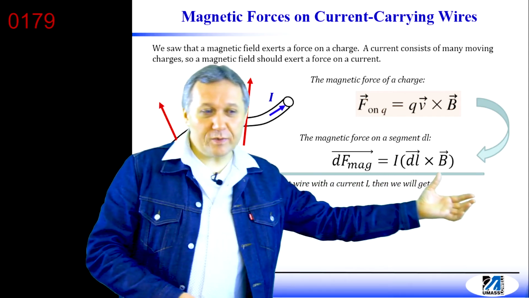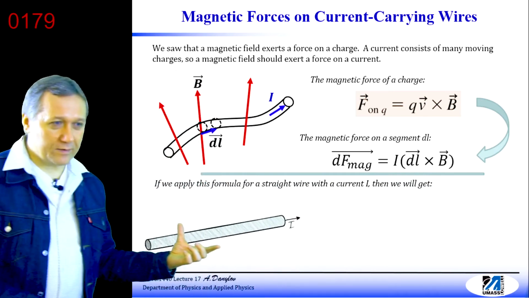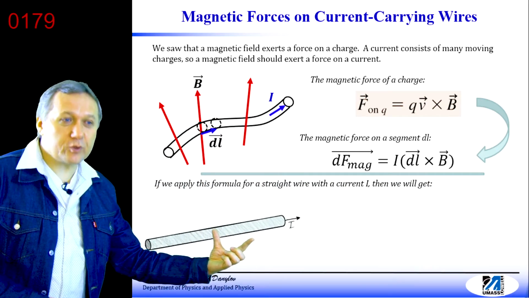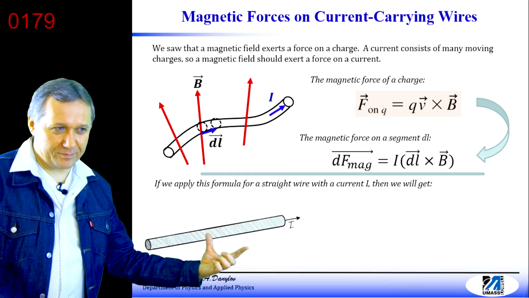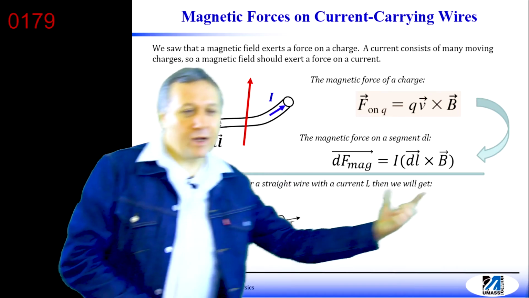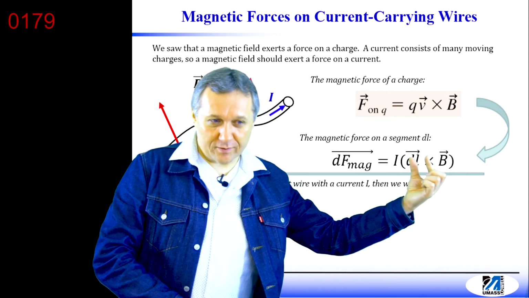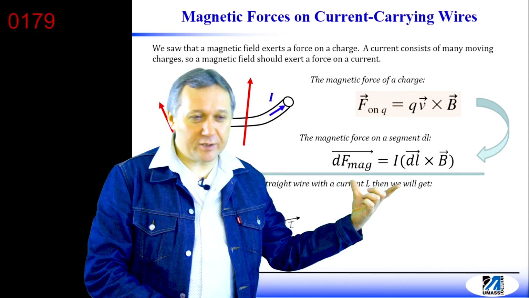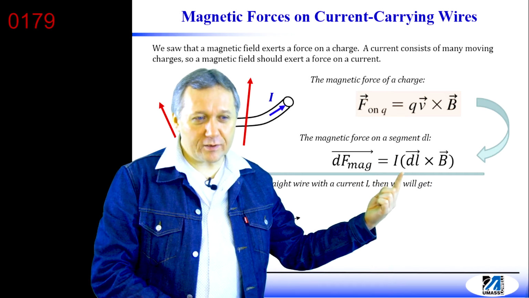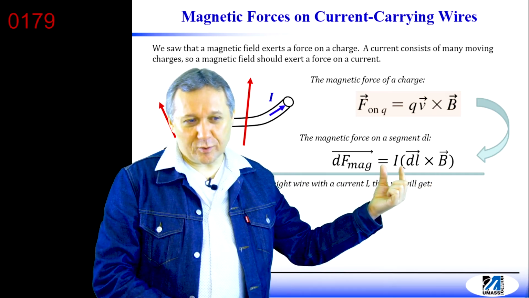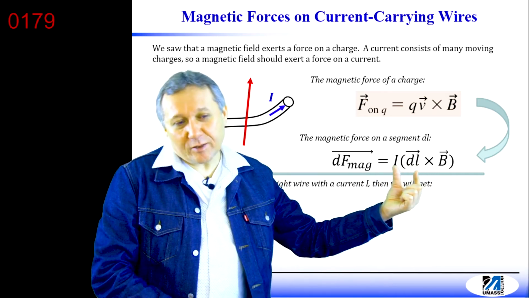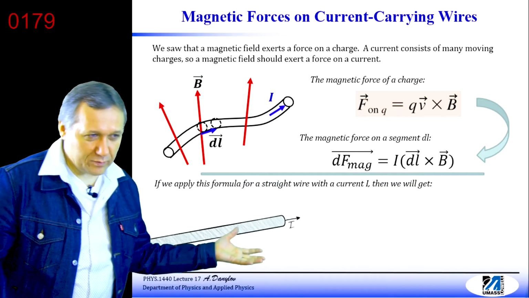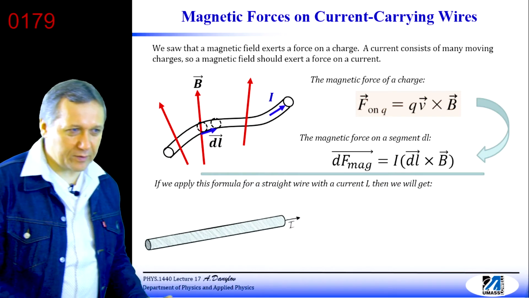Plus, we're going to assume that this straight wire with current is exposed to a uniform magnetic field. So what if B is constant? In this case, of course, you have to integrate, but the integration will be trivial. I is constant, B is constant. You just need to integrate dL, and it will give you the length of the wire which is exposed to the magnetic field. So the transition is trivial, banal.